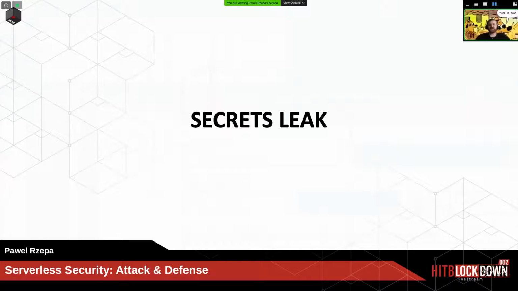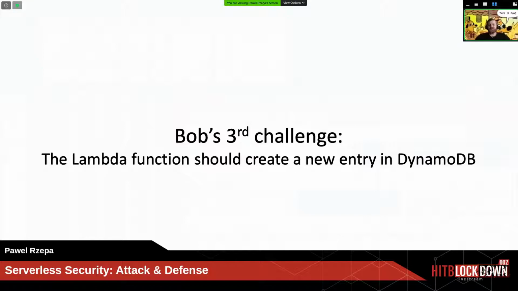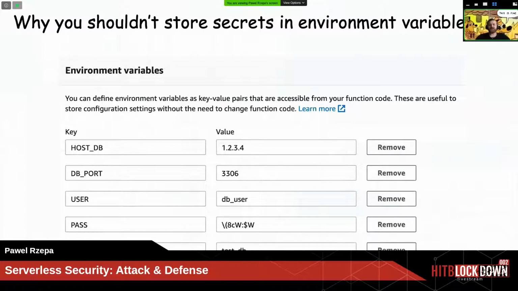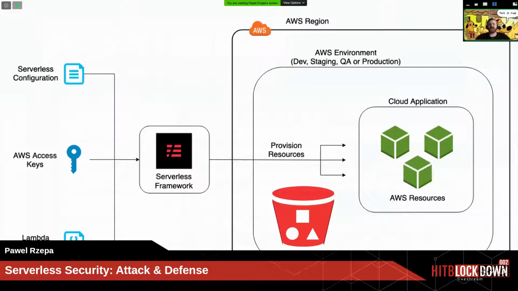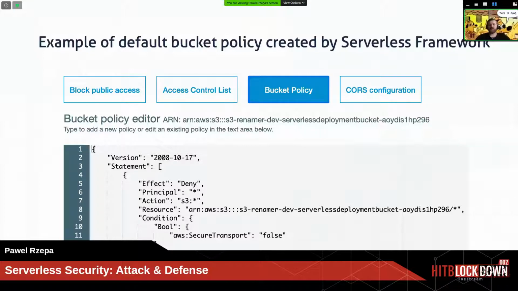Now, let's go through secrets leak. Bob's third challenge is that the Lambda function should create a new entry in DynamoDB. A very common practice that I observe in my commercial cloud security assessments is that a lot of developers store secrets in plaintext. But you should be aware that plaintext secrets aren't stored only in the Lambda function configuration. If you are using the Serverless framework, the configuration with plaintext secrets is stored in an S3 bucket, which can be accessed by anyone in your AWS account who has S3 read permissions. When you analyze the automatically generated bucket policy, you can see that there are no restrictions on who can read the objects in this bucket.